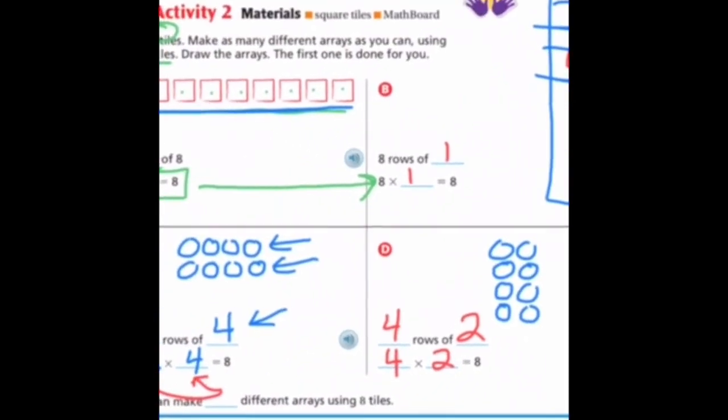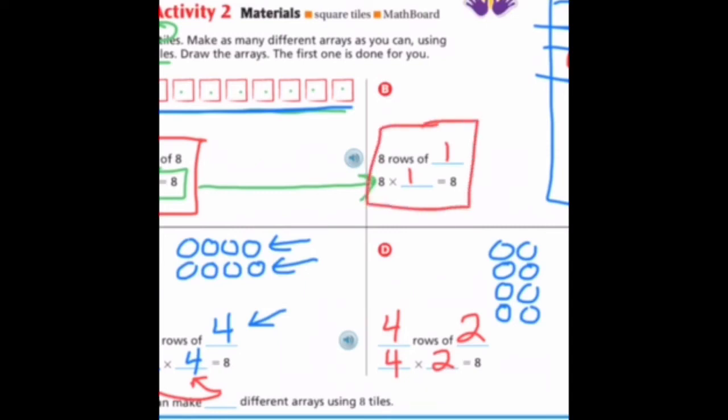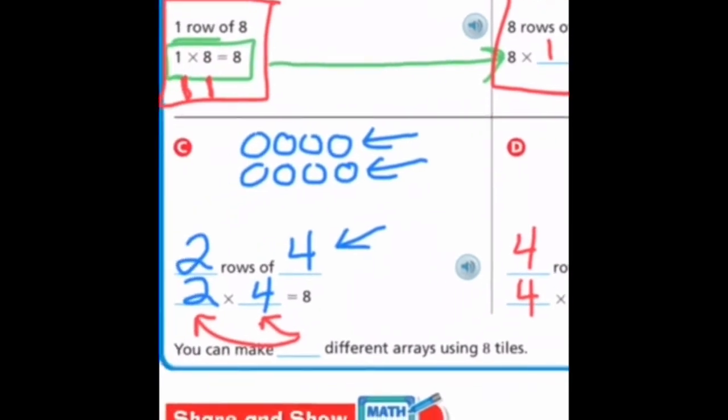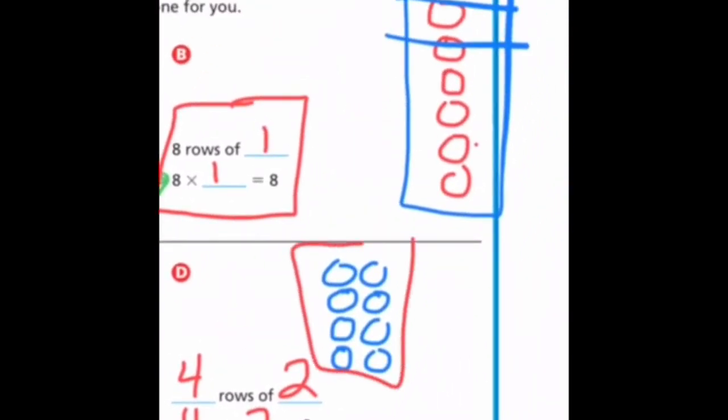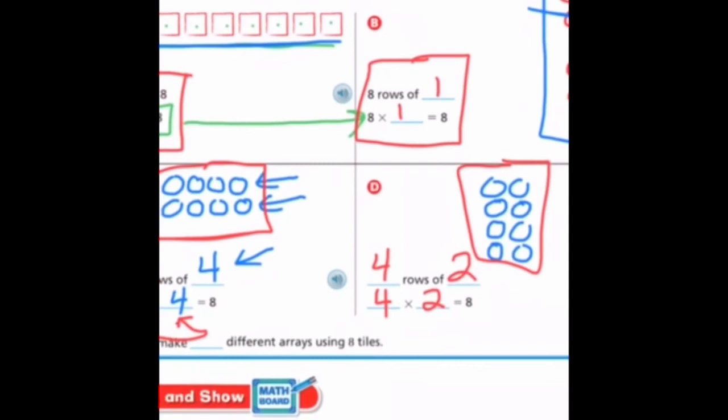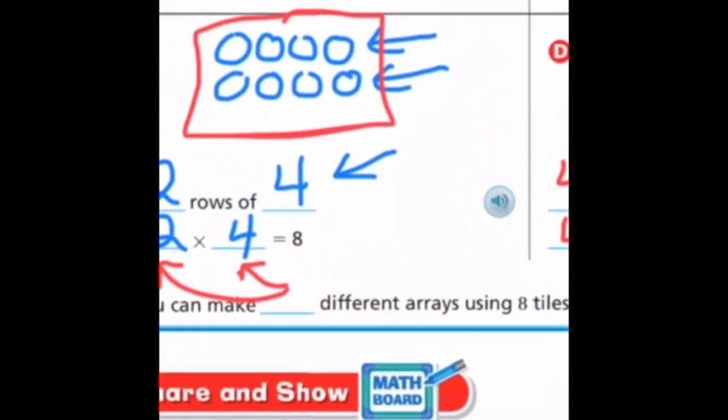Okay. So what I did, I started with 1 row, and I used all my tiles. And then I used the commutative property and made 8 rows. And then for C, I thought about, okay, can I make 2 rows? And that worked out. And then I used the commutative property again and switched that to 4 rows of 2 instead of 2 rows of 4. So we can make 4 different arrays using 8 tiles.